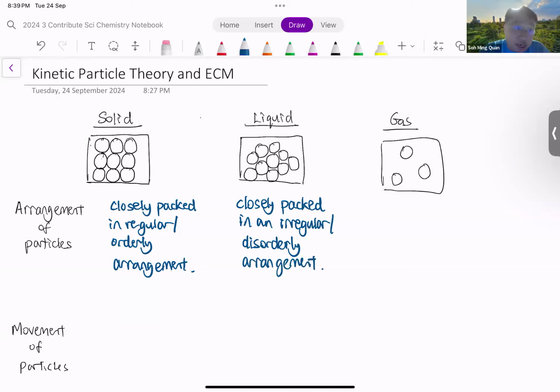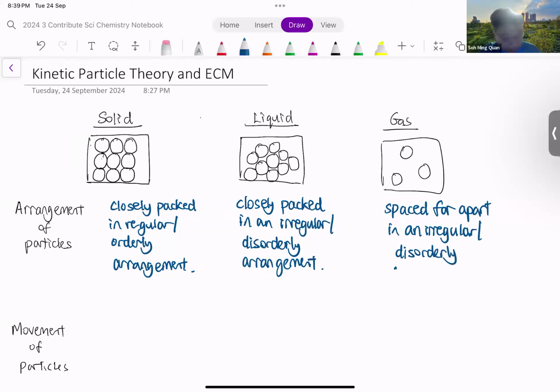And finally, for particles in a gas, if you look at the drawing of the particles in a gas, you can tell that they are spaced far apart in an irregular manner. Okay, so this is how you describe the arrangement of particles in the three states of matter. Deal with the packing, as well as deal with whether it's regular or not.